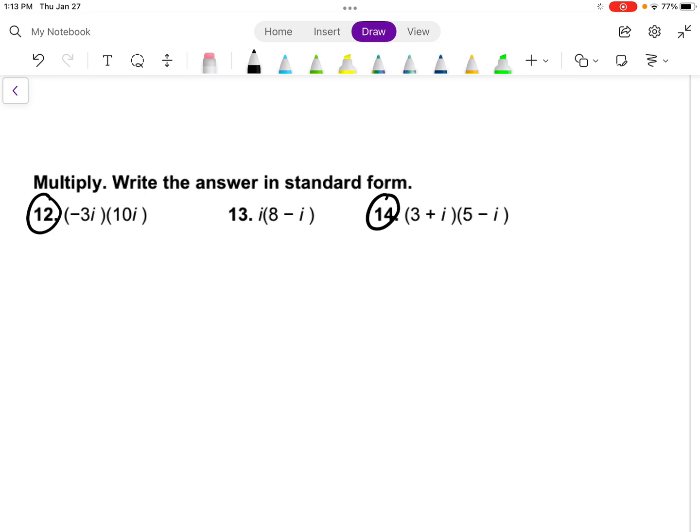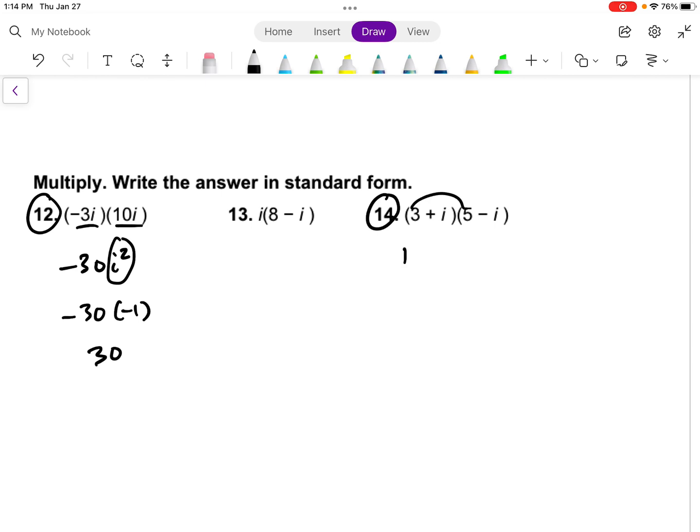All right, so this one, you only have one term and one term. Just multiply them. Negative 3 times 10 is negative 30. i times i is i squared. So negative 30 i squared. That i squared right there changes to negative 1. So negative 30 times negative 1, so positive 30. And we're done.